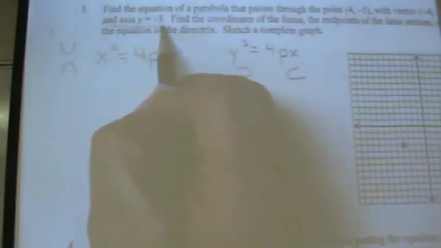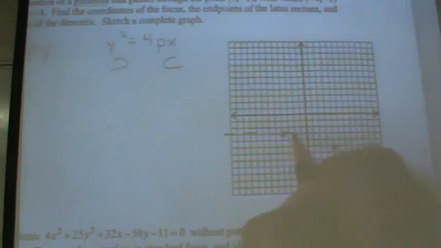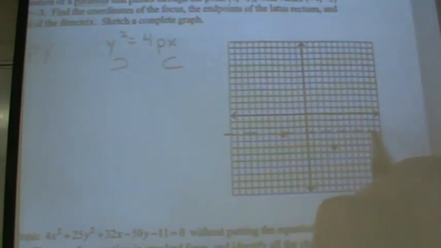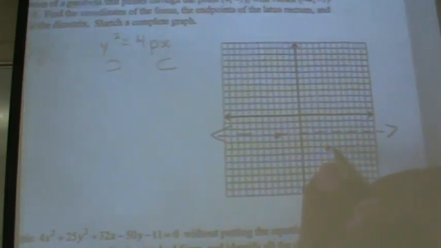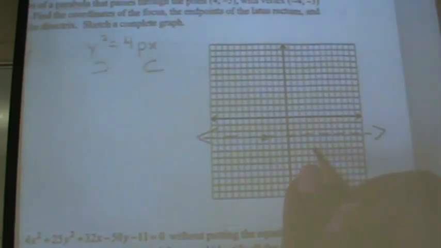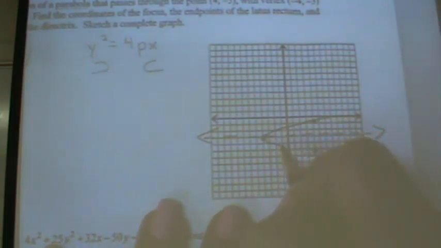It also gives you an axis of y equals negative 3. Axis means axis of symmetry, not directrix. So if that's our axis of symmetry, you should know automatically that you have another point that is 2 units away from the axis of symmetry. Okay? So what does our graph look like? It looks like that.